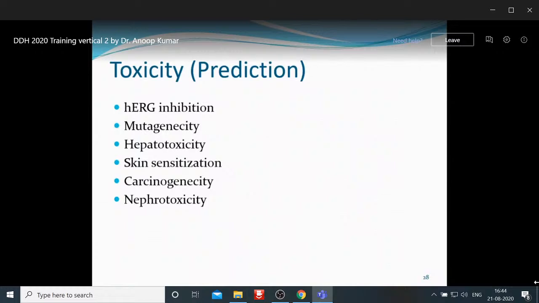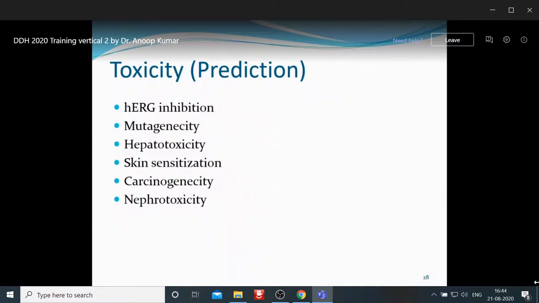So ultimately, if your molecule is going to inhibit or interfere with this hERG, there are more chances of QT prolongation, which we call Torsades de Pointes. This means your molecule has the potential to produce cardiotoxicity, so you can take an initial step to reduce these cardiotoxicities.